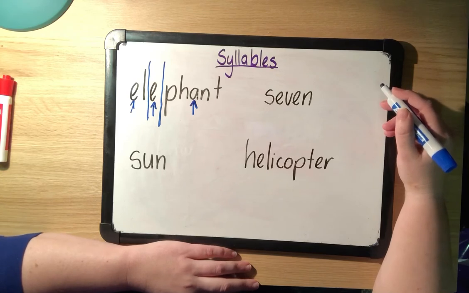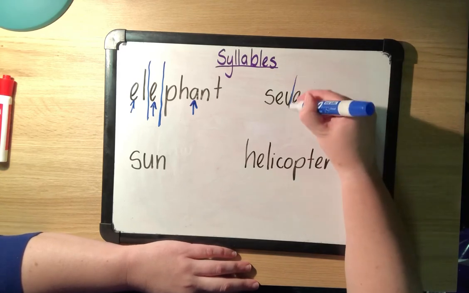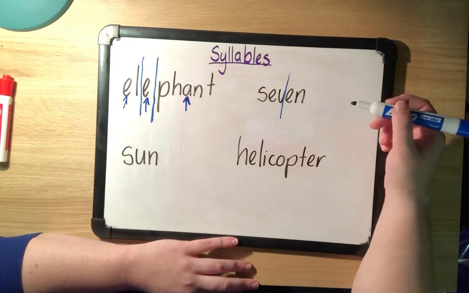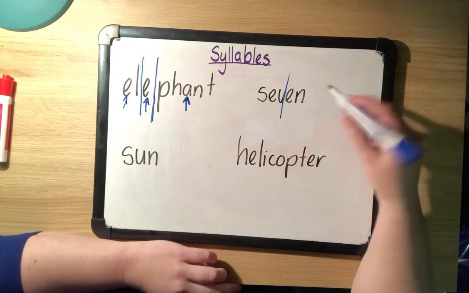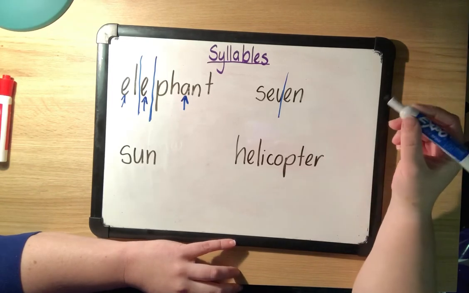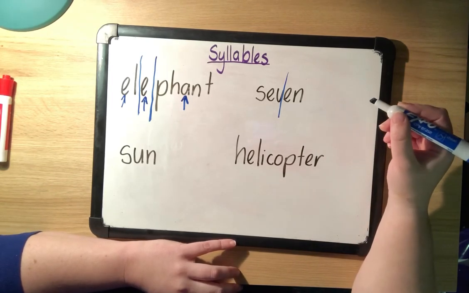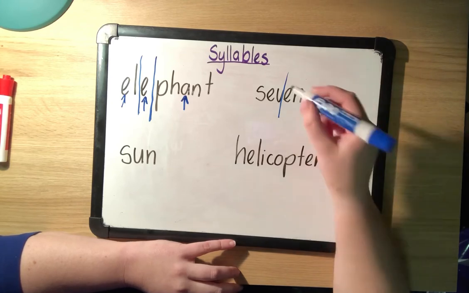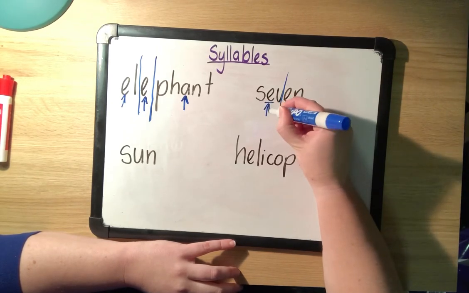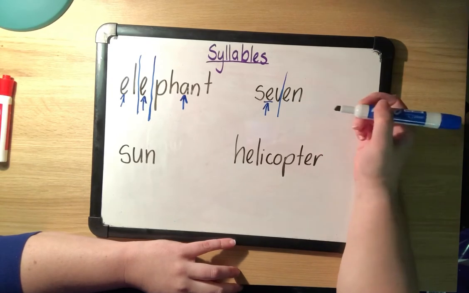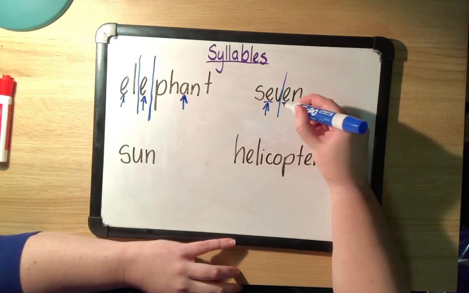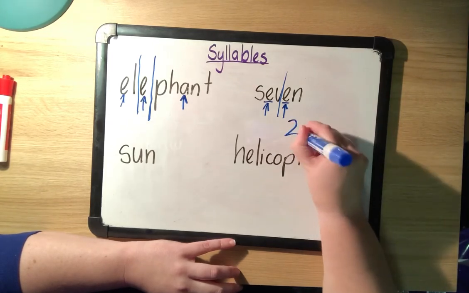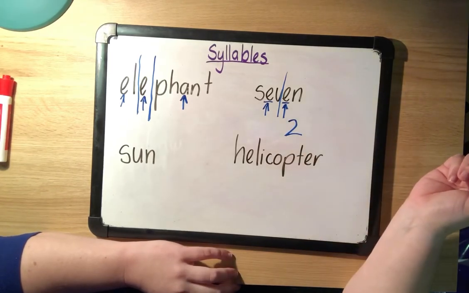Our first syllable is sev. Our second syllable is en. So this tells us, because we have 2 syllables there, that we should have 2 vowels or 2 vowel sounds. So we've got the letter E, so there's our first vowel, and in our second syllable, there's another E. So there's our 2 vowels in our 2 syllables.